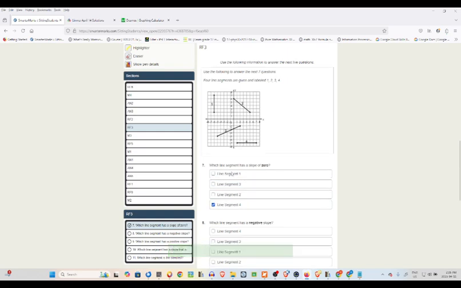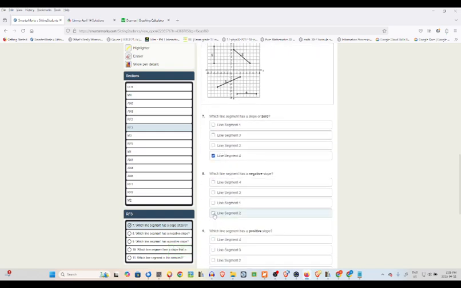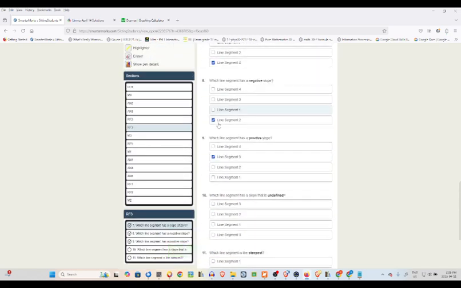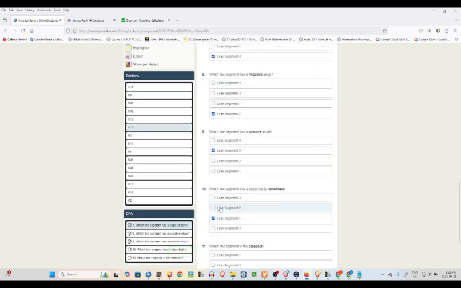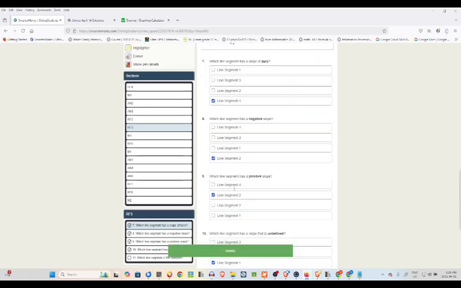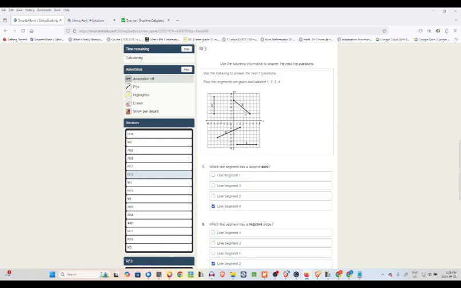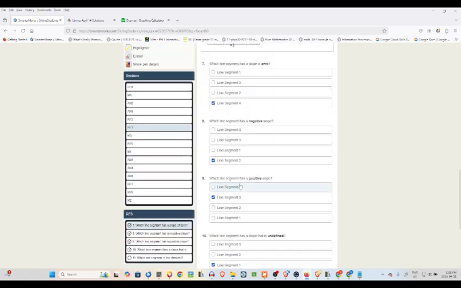2 is the negative slope. That's the one that comes down. 3 is the positive slope. That's coming up. And the undefined slope is the vertical. That's line segment number 1. Now, which is the steepest? That is the function that has the highest magnitude of slope. So it would be 1.